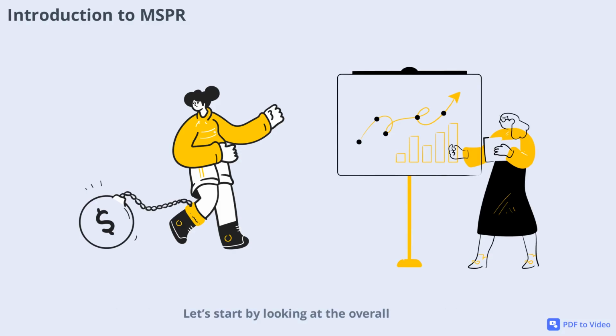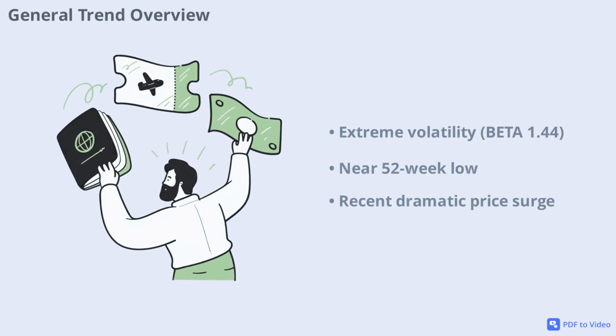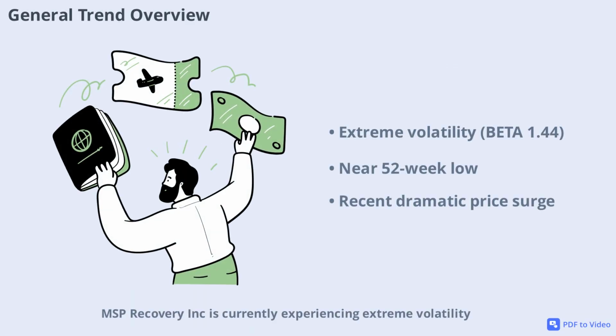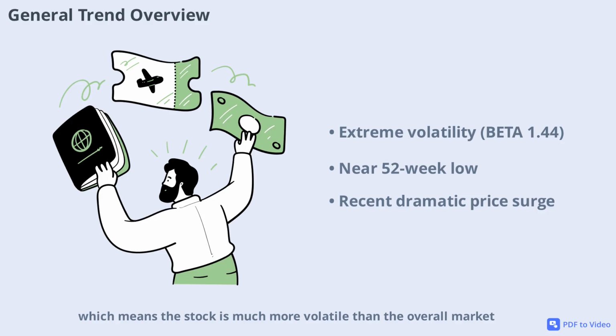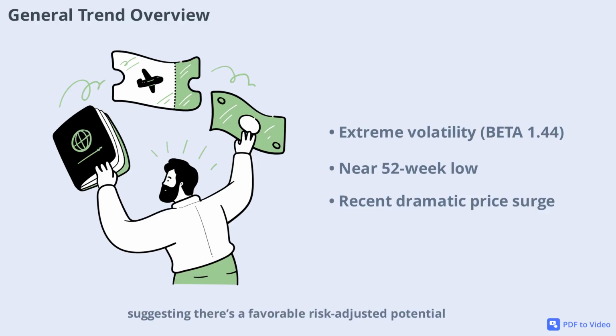Let's start by looking at the overall trend and why this stock is making headlines. MSP Recovery Inc. is currently experiencing extreme volatility with its last price at 0.798. The risk thermometer shows a beta of 1.44, which means the stock is much more volatile than the overall market. The risk-reward ratio stands at 1.25, suggesting there's a favorable risk-adjusted potential for those willing to brave the swings.